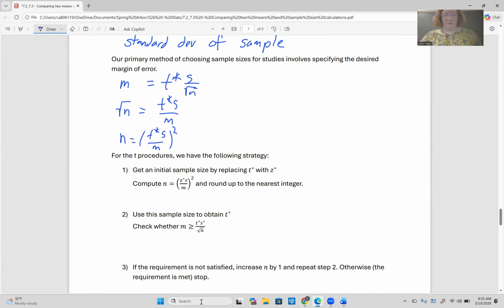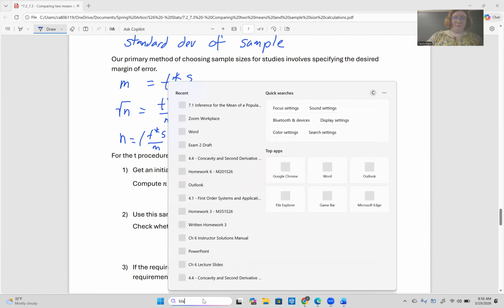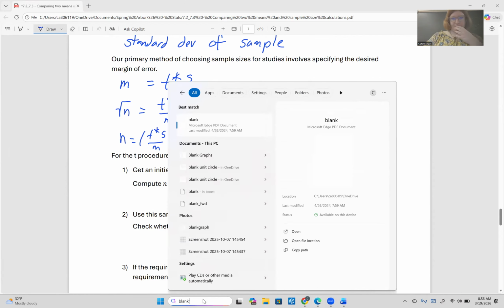Oh, I didn't save it. I need a blank document.